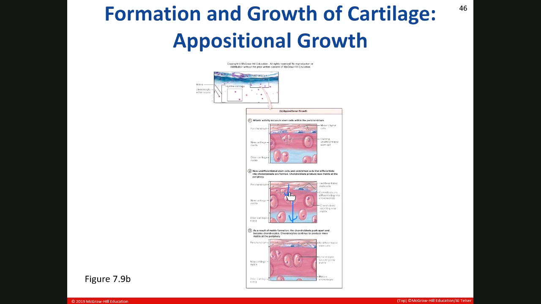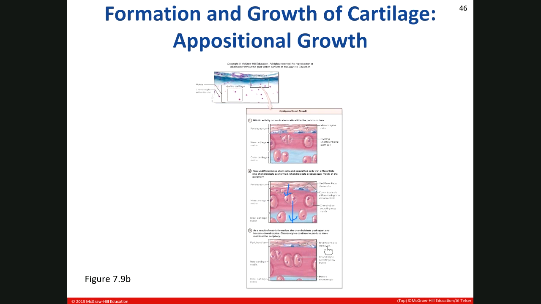Once there were two living in this lacuna, they'll keep producing that new matrix until they've completely separated themselves. And then this layer of matrix will get pushed further down, because new cells are moving in. And that pushes everything further to the periphery. Okay? So that is appositional growth.